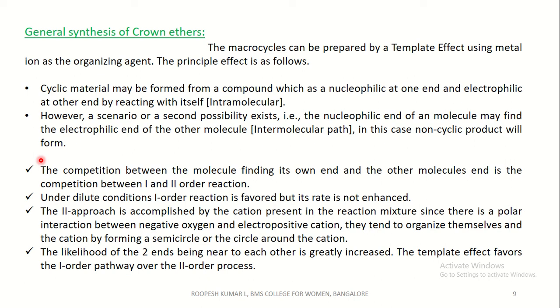The second approach is accomplished by the cation present in the reaction mixture, since there is a polar interaction between the negative oxygen and an electropositive cation, that is a sodium or a potassium ion here. They tend to organize themselves by forming a semicircle or a circle around the cation. The likelihood of two ends being near to each other is greatly increased.